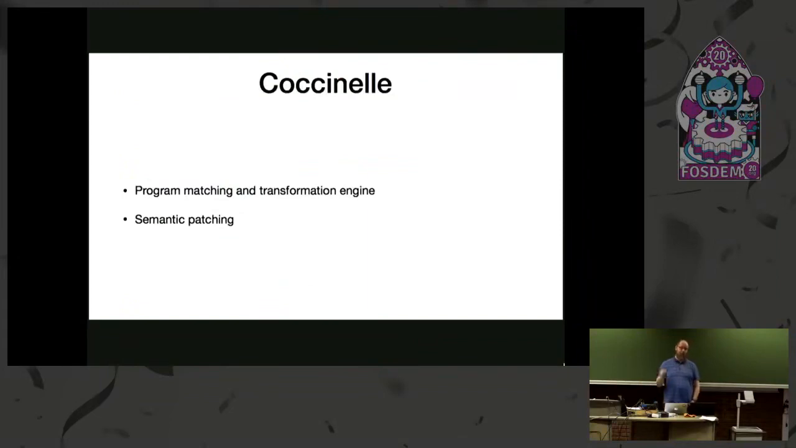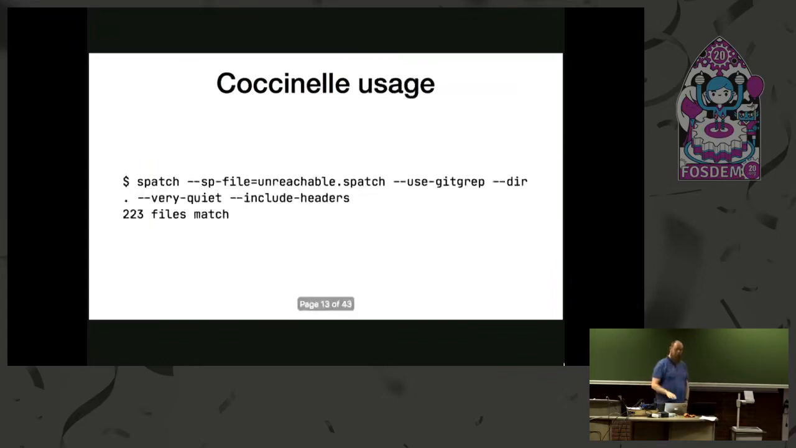The next tool, Coccinelle, is a program matching and transformation engine, and it has something called semantic patches. The usage is that you call the command spatch, then you pass it a patch, the semantic patch. It can work on Git repositories, and there are some other small options. It outputs the number of files it matches according to the rules.